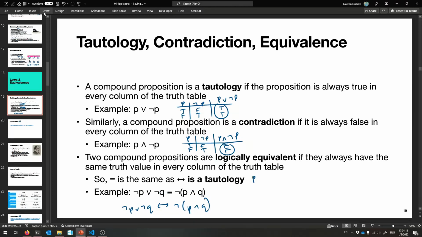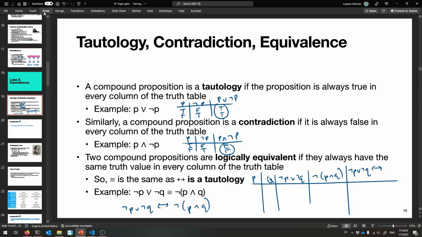So let's do the values of P, the values of Q. Let's plan this out actually. We got P, Q. Let's just make it fast. Let's do not P or not Q all in once. Let's do not P and Q like that. And then let's do the final thing, the biconditional. So let's do not P or not Q if and only if not P and Q. And I'll show you why this all makes sense to say it like this.